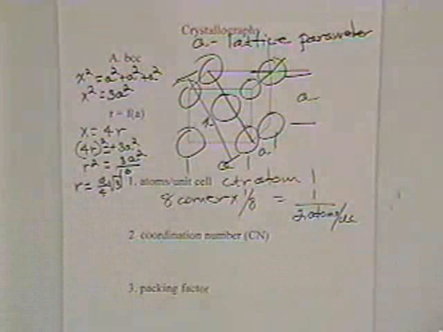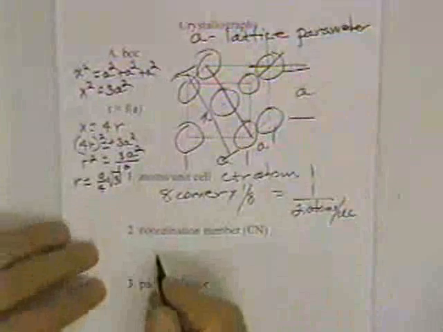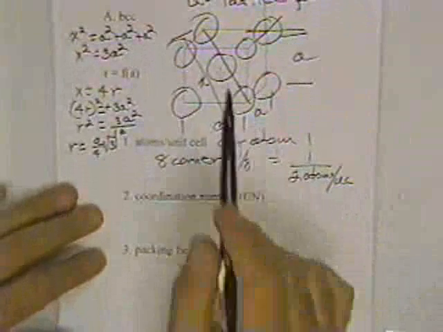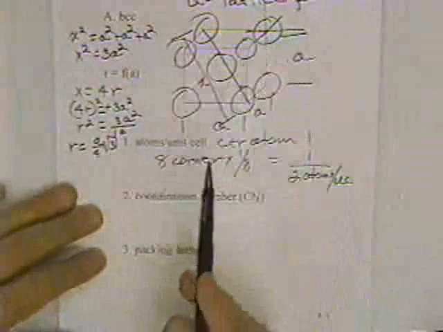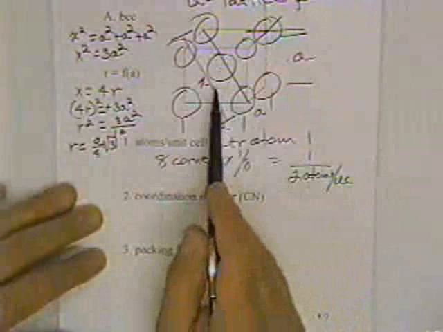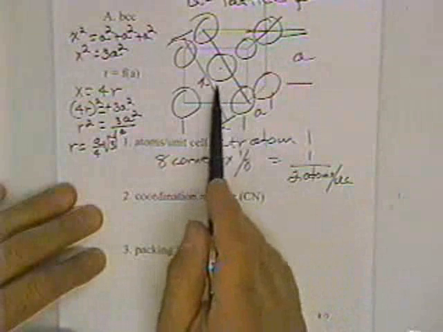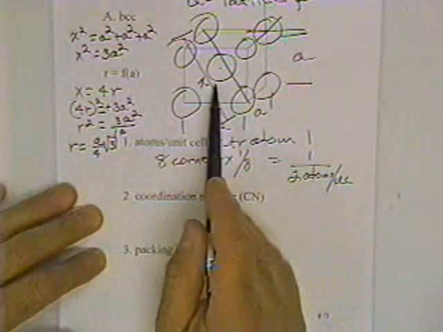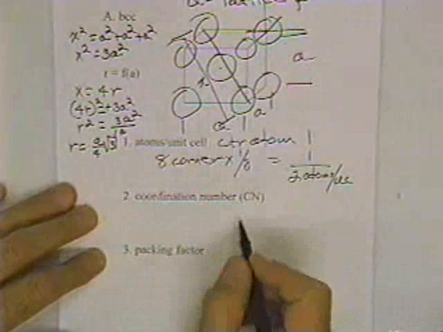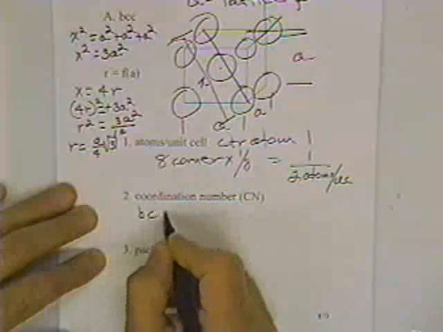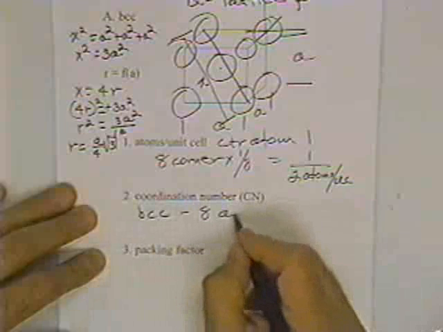So if we can measure the lattice parameter, we can get a handle on what the radius of the atoms are. Now, what's the coordination number? Well, if we look at the body-centered atom here for the coordination number, how many atoms are in contact with it? 1, 2, 3, 4 on top, 1, 2, 3, and if you'll accept the imaginary one back there, 4 down here. So the coordination number for body-centered cubic is 8.